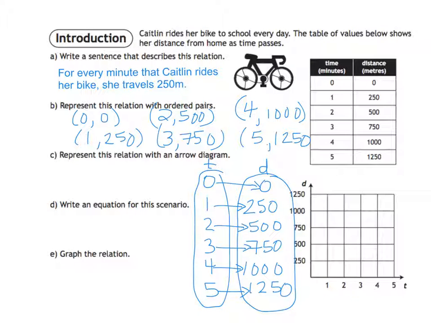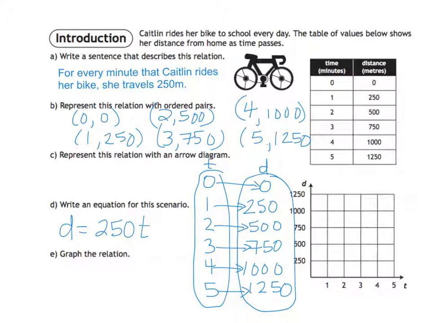Then it asks us to write an equation for this scenario, and that's a little bit trickier. You could use what you know about linear functions, y equals mx plus b, because this one is linear. But if we look, it starts at 0, and we know that it always goes up by 250. So the equation would just be that distance is equal to 250 multiplied by time. So it's a direct relation, so it's just the rate multiplied by that independent variable. We're going to talk about independent and dependent variables in a minute.